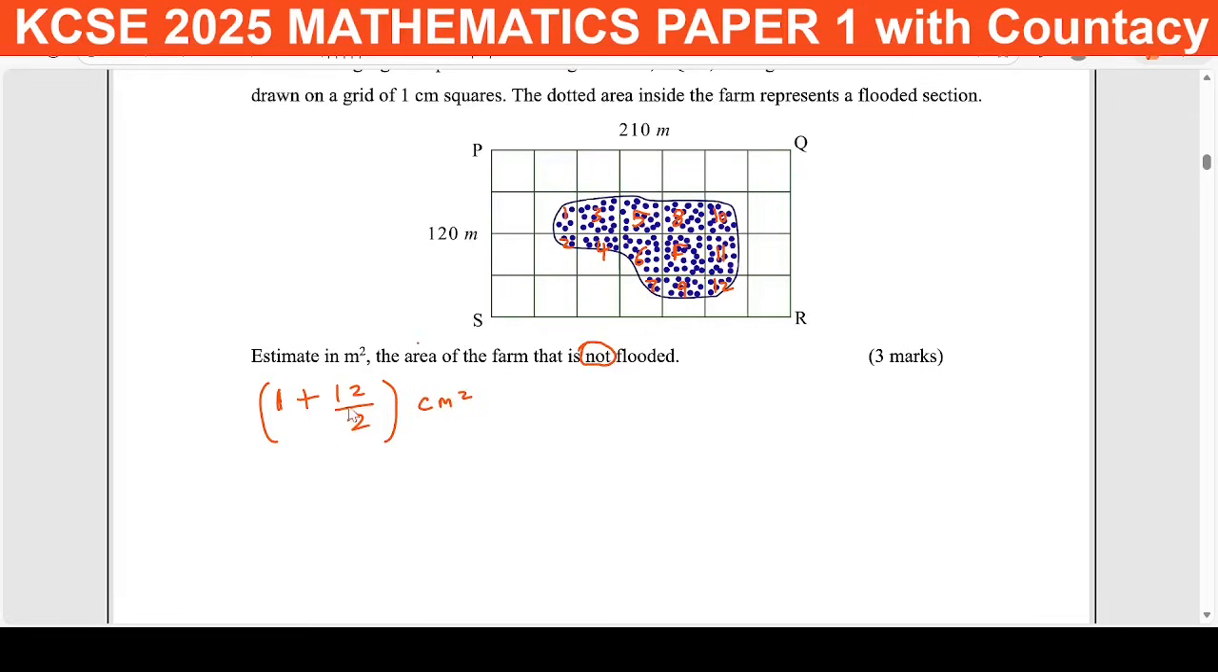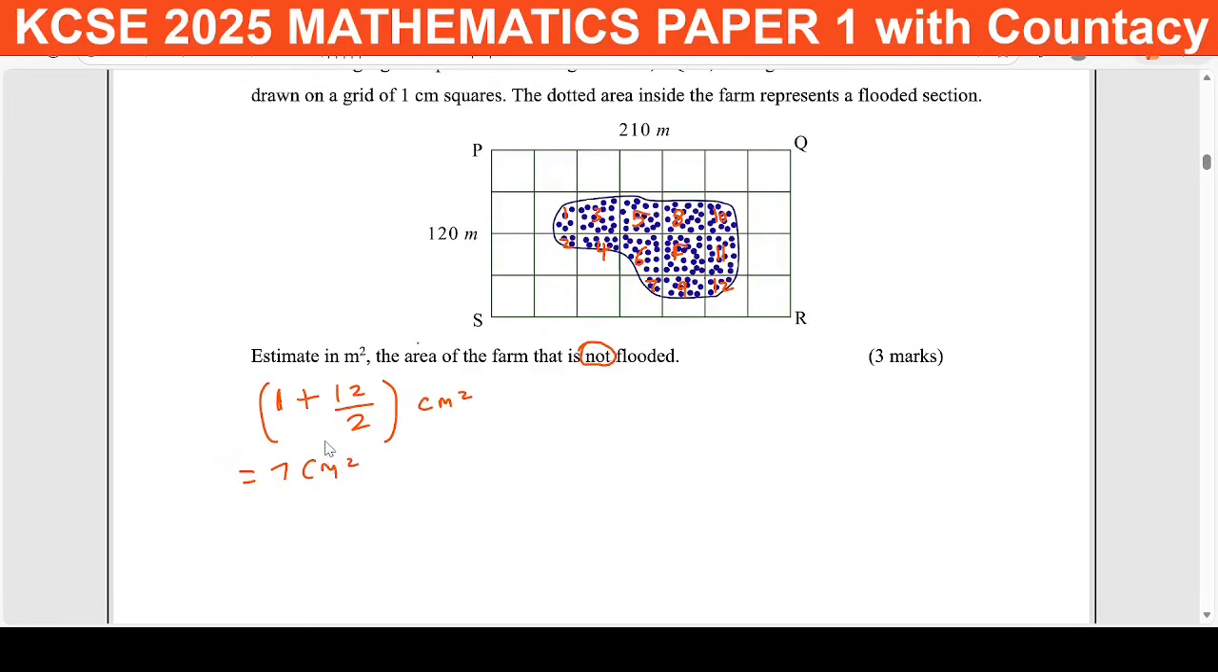So let's go ahead and add this. This is 12 minus 2. That's supposed to give us a 6. 6 plus 1, that's 7. Therefore, that's supposed to give us 7 centimeters squared.